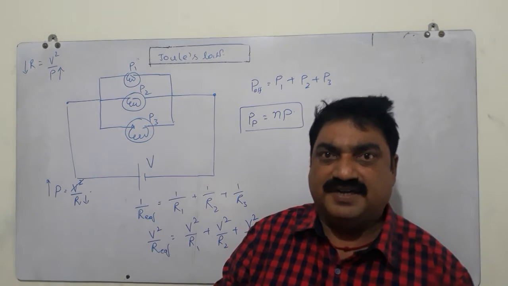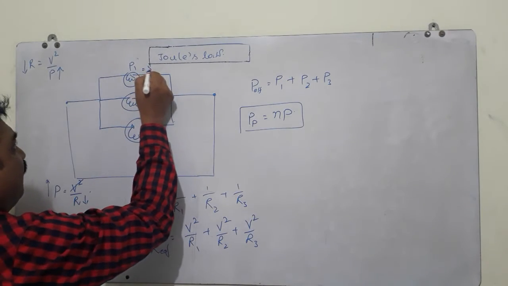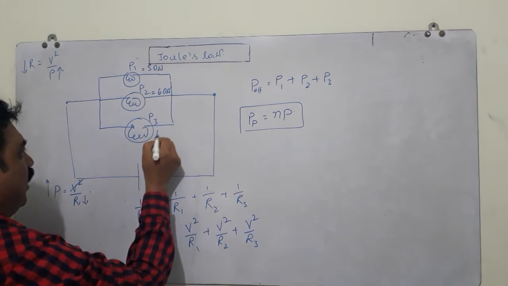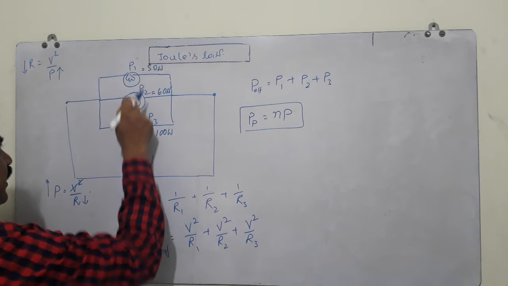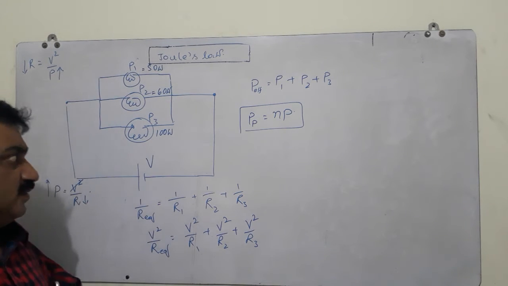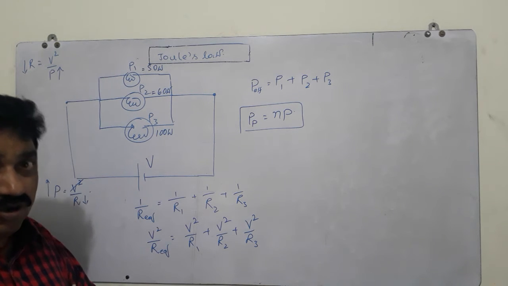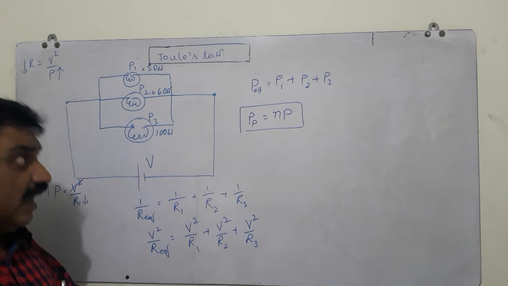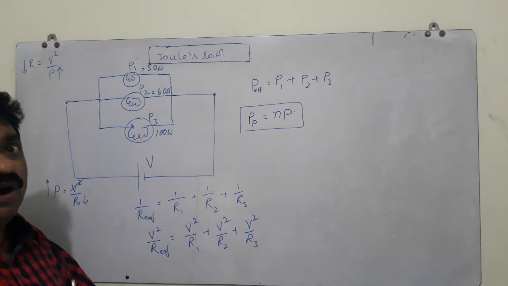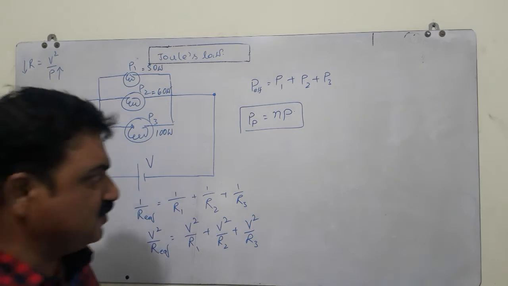It is very important. For example, if you take a bulb of 50 watt, a bulb of 60 watt and a bulb of 100 watt connected in parallel, which bulb glows brighter? The 100 watt bulb glows brighter in parallel combination. Now, I am going to discuss the series combination of such bulbs.